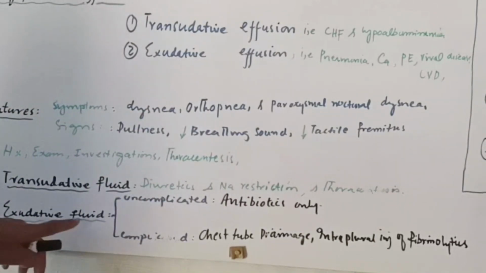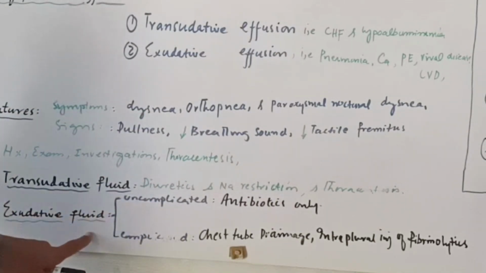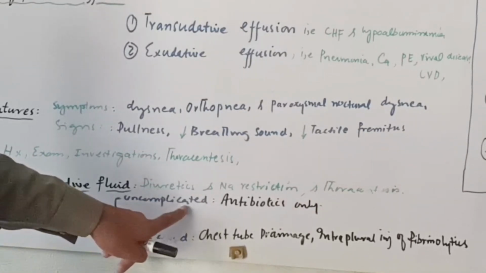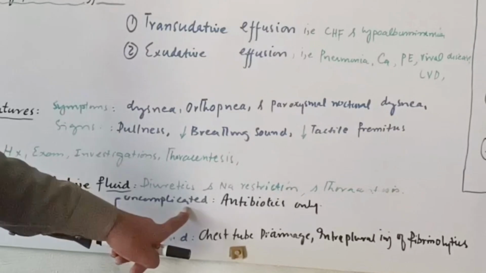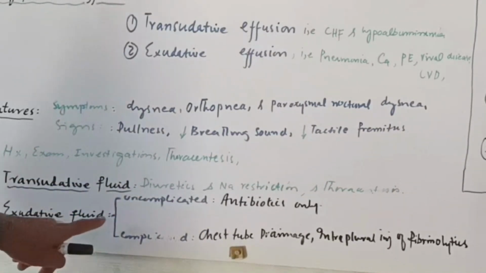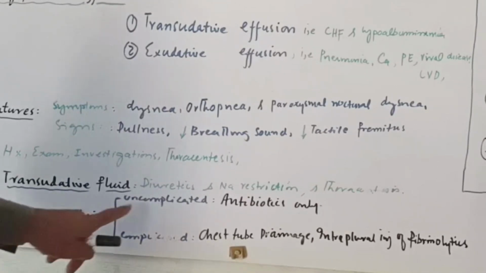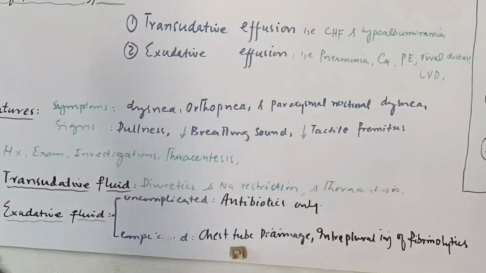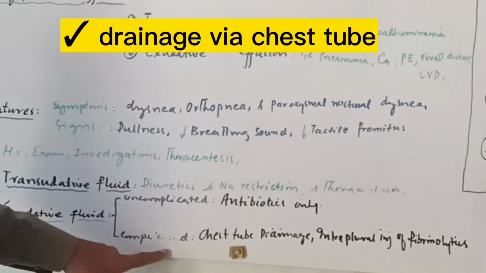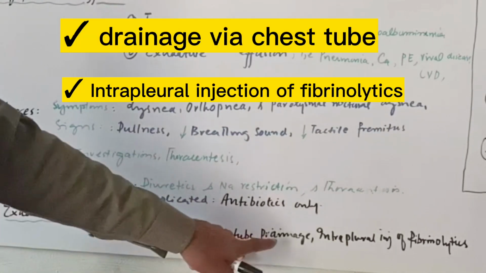The other is the exudative effusion. Exudative effusion is further divided into uncomplicated and complicated. Uncomplicated is that type of effusion in which there is no empyema. So the treatment of uncomplicated exudative effusion is antibiotics only, while the treatment of complicated exudative effusion is chest tube drainage.